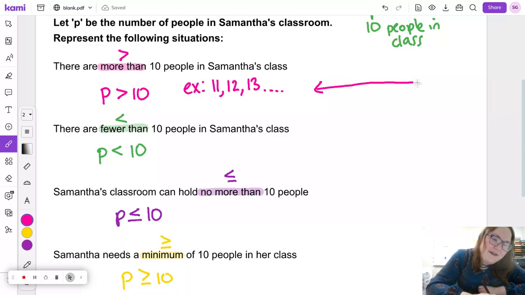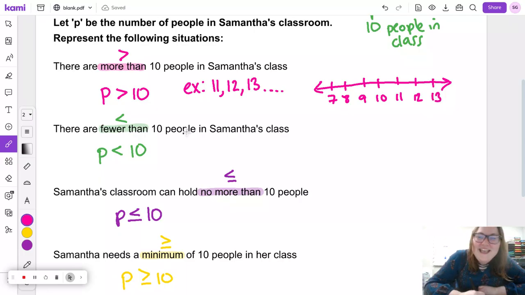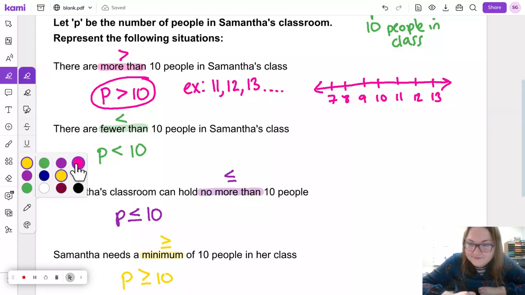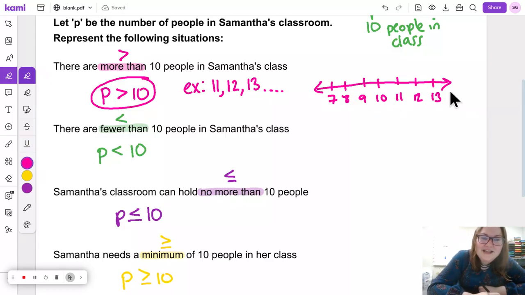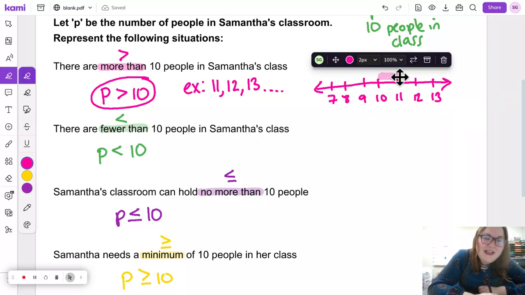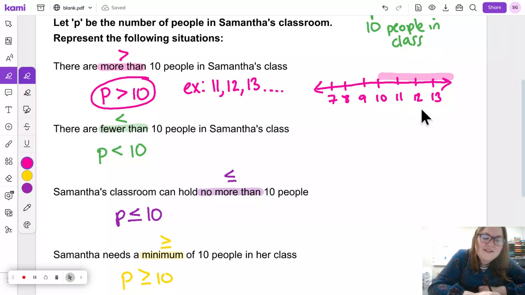And so when we think about our number lines, I'll start my number line at 7. 7, 8, 9, 10, 11, 12, 13. If I want to show this inequality, if I want to show numbers greater than 10, the way I do that on a number line is I color the numbers I'm talking about. So if I look at this number line, I'm talking about anything more than 10. I'm talking about numbers to the right of 10. And so we can color that part of our number line.